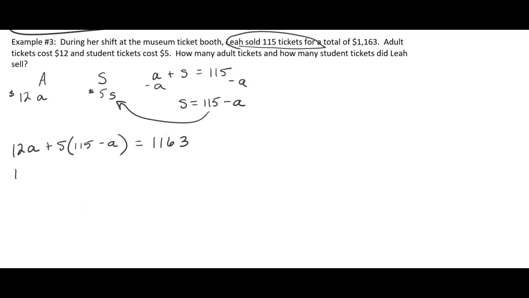We can solve it. 12A plus, what's 5 times 115? They give us these big numbers. Oh, there's my calculator. 5 times 115 is 575, minus 5A. Okay, so gathering our like terms, 12A minus 5A is going to be 7A. Subtract the 575.